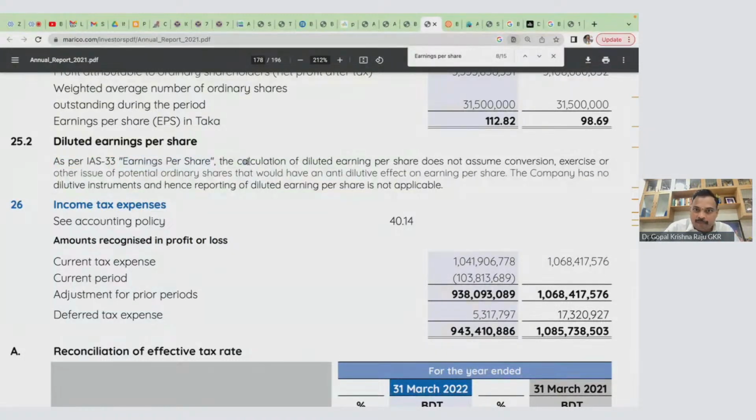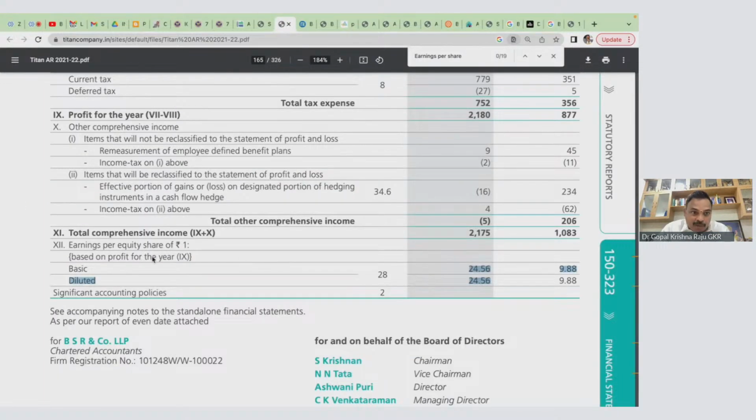Earnings per share, the calculation of diluted earnings per share does not assume conversion, etc. Now, what is this dilution? I will tell you. That would have an anti-dilutive effect. The company has no dilutive instruments, and hence reporting diluted earnings is not applicable. So they are not disclosing, even though in our Indian accounting standard, both are same and we disclose both. But in the international accounting standard, if both are same, one is not disclosed. That is why I'm giving you that fundamental difference.